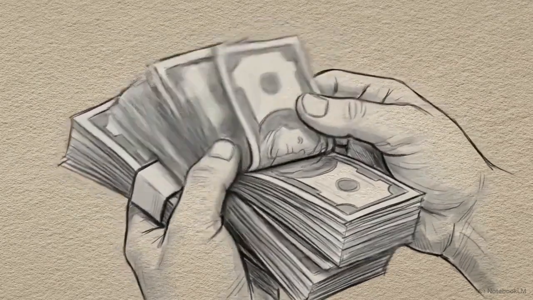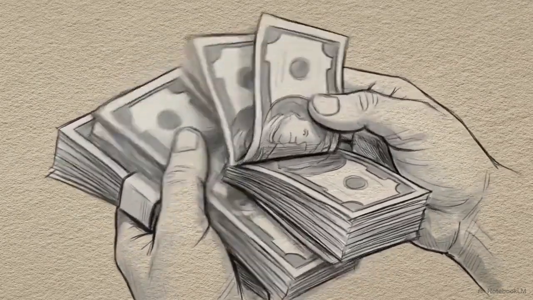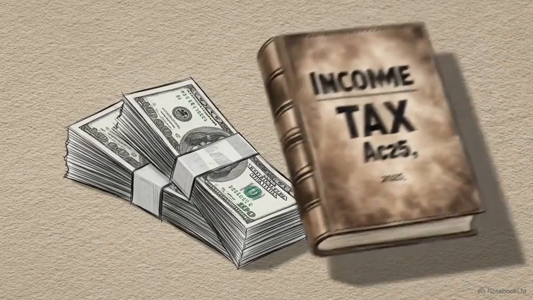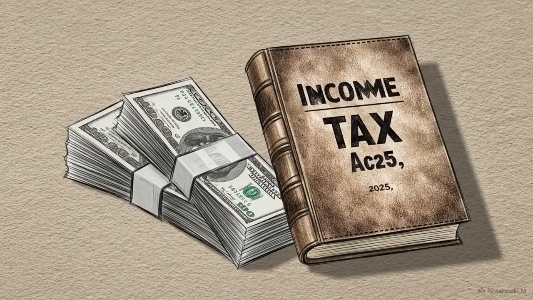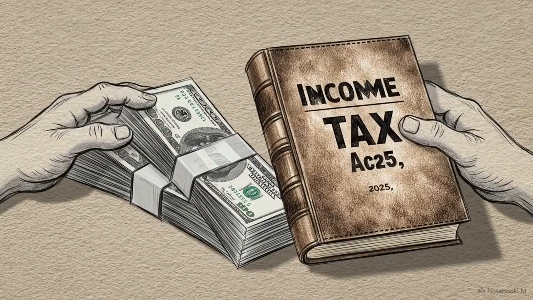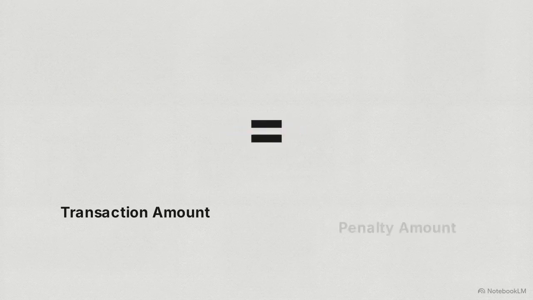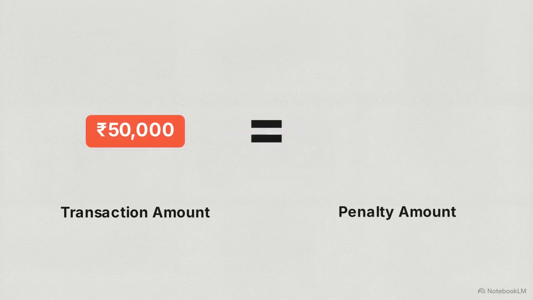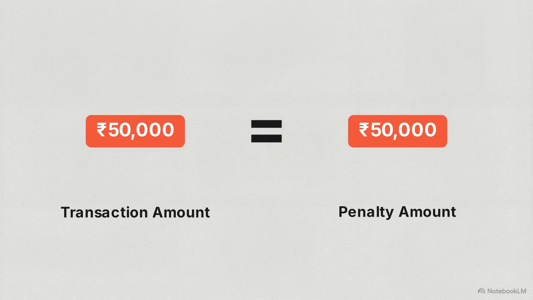Chapter 12 of the Income Tax Act 2025 sets strict, uncompromising limits on the physical cash moving through your business. The penalties for violating these limits are absolute. If you make an undocumented cash mistake, the fine is exactly equal to the transaction amount. A 50,000 rupee error costs you a 50,000 rupee penalty.